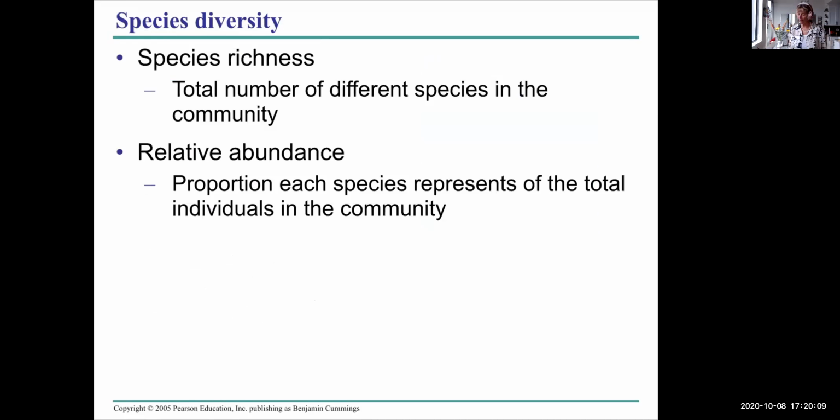So species diversity includes two things. It includes, at least this is the way ecologists talk about it, richness, which is the total number of different species. But relative abundance is part of it as well. So species richness is the number of different species. Relative abundance is the proportion of each species represented in the community.